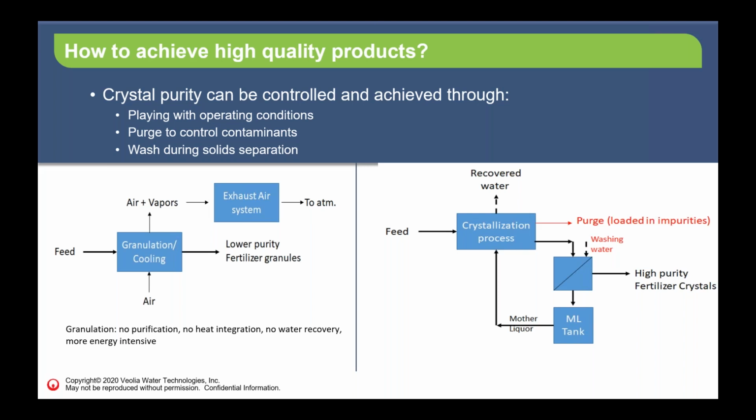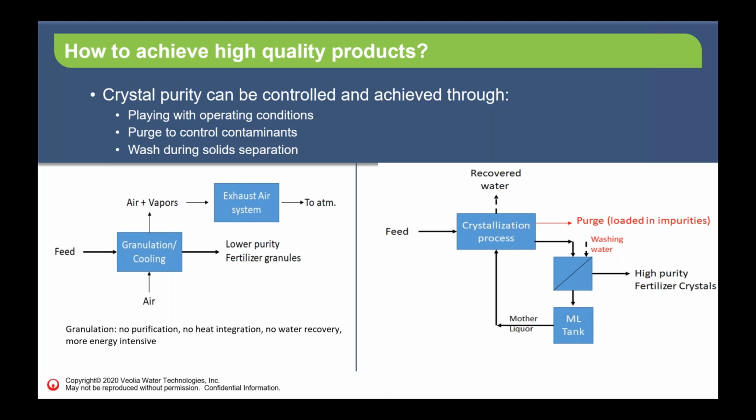So the crystal purity can be controlled and achieved through different things. The most obvious way, of course, is to play with operating conditions. When I say operating conditions, it means temperature, pH. So we can crystallize this product and remove impurities, and then we can play with these operating conditions the way we want so that we can selectively crystallize our product with high purity. Other ways of controlling purity is actually playing with the purge and washing the crystals.